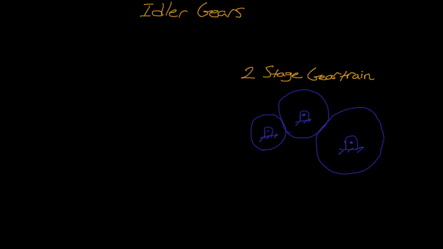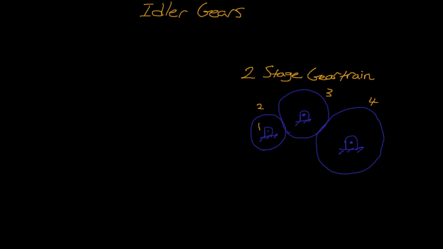Let's take a look at an example of idler gears. Down here we have a simple two-stage gear train, which is made up of 3 gears. Now let's go ahead and label the elements of the gear train. We'll start with the ground and call it 1. And this first gear we will call 2. The next gear will be 3 and 4.